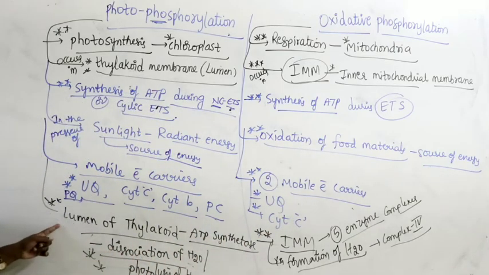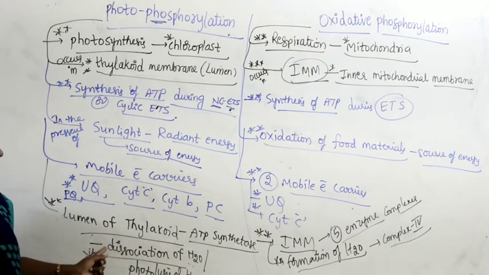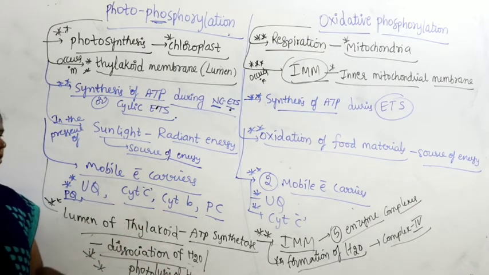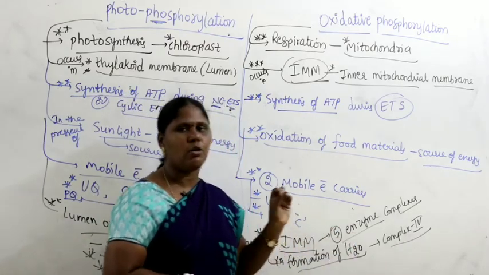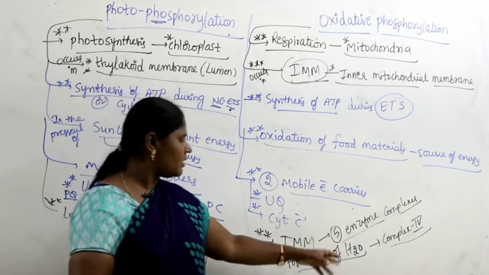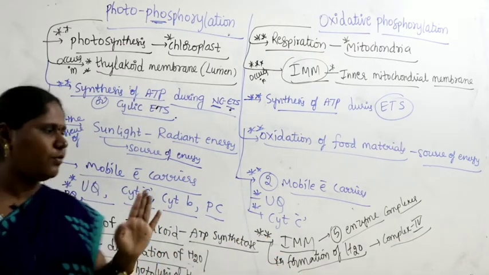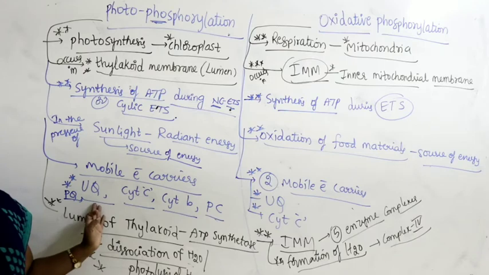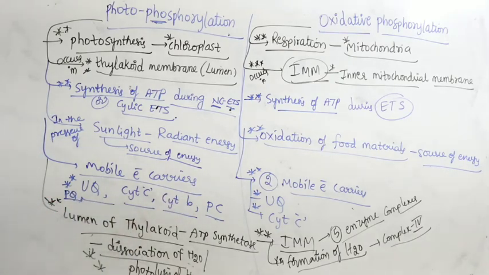Now, in the lumen of thylakoid, ATP synthetase is an enzyme that plays a vital role, and there what occurs is dissociation or breakdown of water. Whereas in the inner mitochondrial membrane, 5 enzymatic complexes participate, and with complex number 4 there is a formation of water. Water is formed here, water is broken here. So these are the very important differences between photophosphorylation and oxidative phosphorylation. Let us continue further.